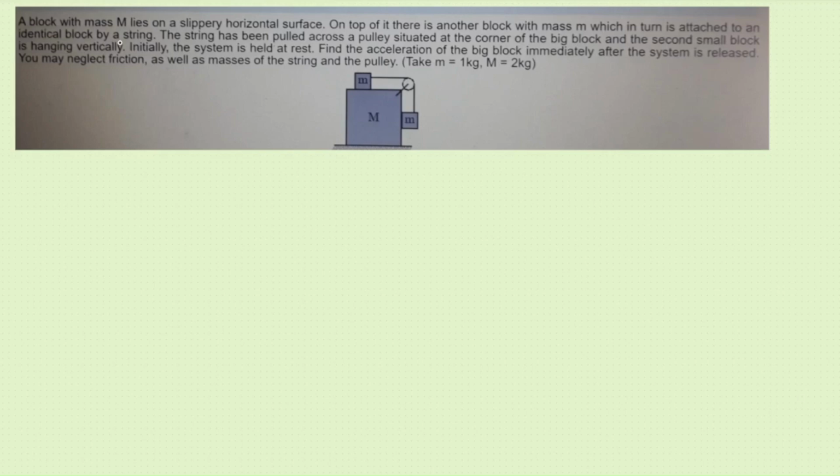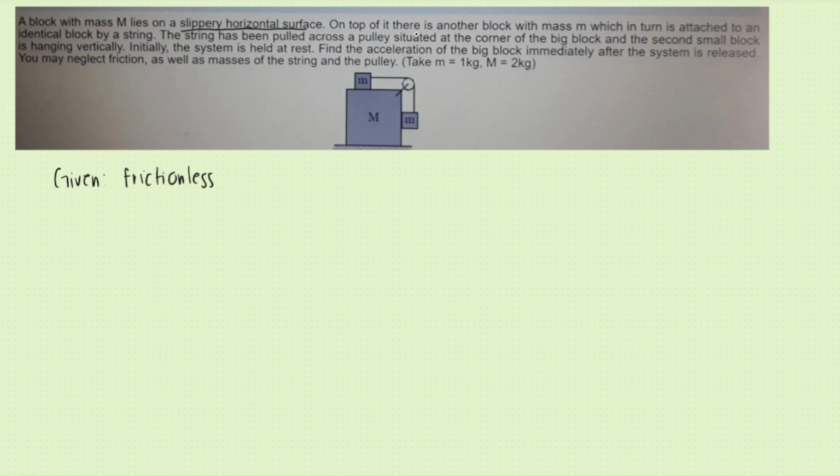So in this video, we're going to try to solve a problem. Let's read the problem. A block with mass large M lies on a slippery horizontal surface. That means we're going to take note of that one. Slippery horizontal surface meaning we're going to deal with a frictionless system. So we're not going to consider the forces done by friction because this is slippery.